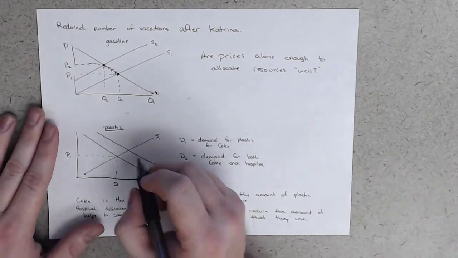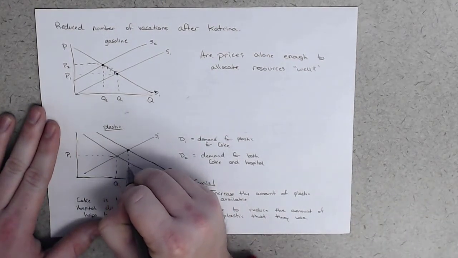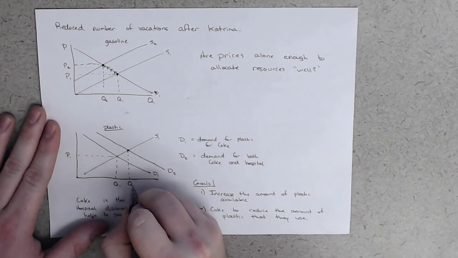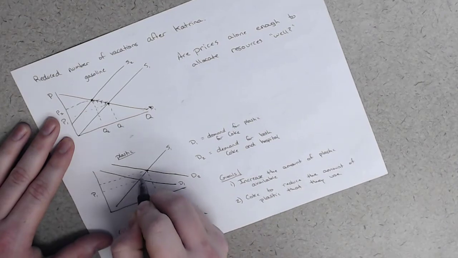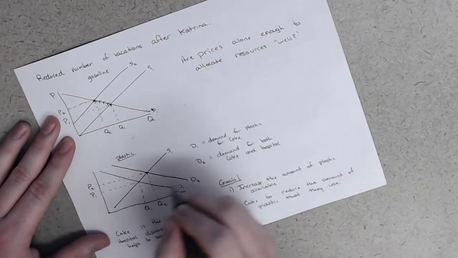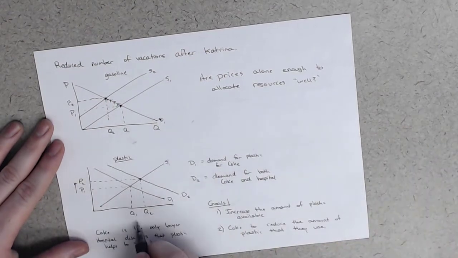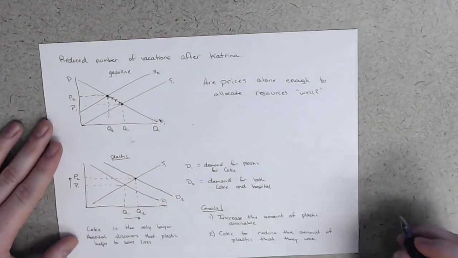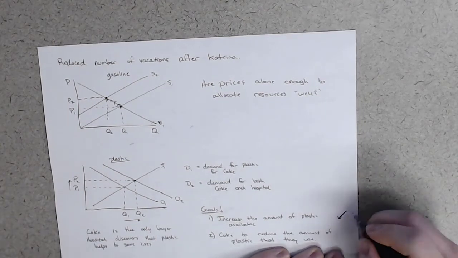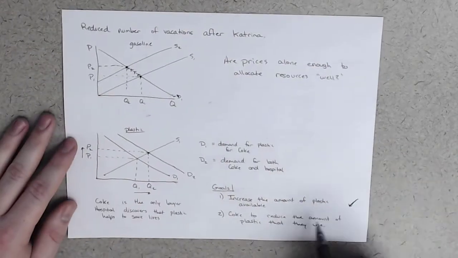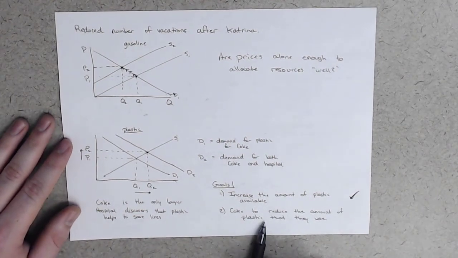Okay, well, we can see that because the price is going to increase at the new equilibrium, right? So the price went up, and as a result, the quantity increased. So did we accomplish the first goal? Yes. Big check mark. Okay. So we accomplished the goal, increasing the amount of plastic available. But what about the second goal?